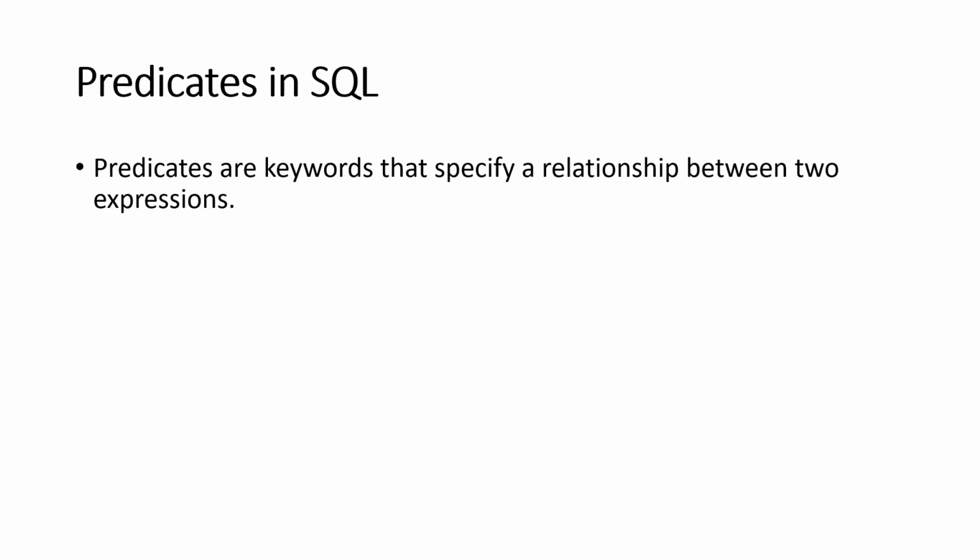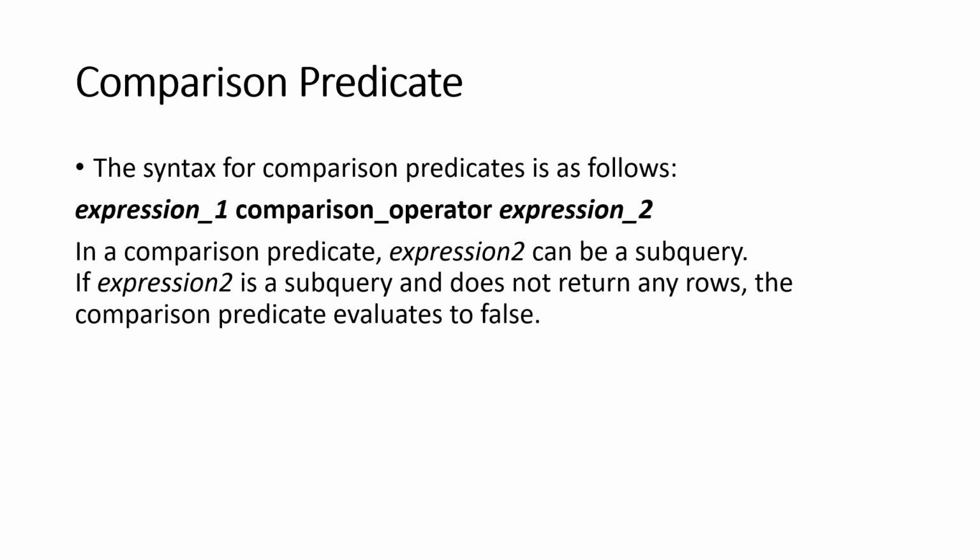Now we will be covering predicates in SQL. Predicates are keywords that specify a relationship between two expressions. Here we have comparison predicates. The syntax for a comparison predicate is: expression 1, comparison operator, then expression 2. Suppose A is less than B, so this will be represented like this. In a comparison predicate, expression 2 can be a subquery. If expression 2 is a subquery and does not return any rows, the comparison predicate evaluates to false.